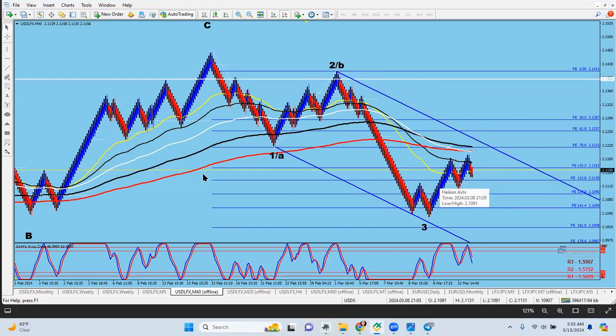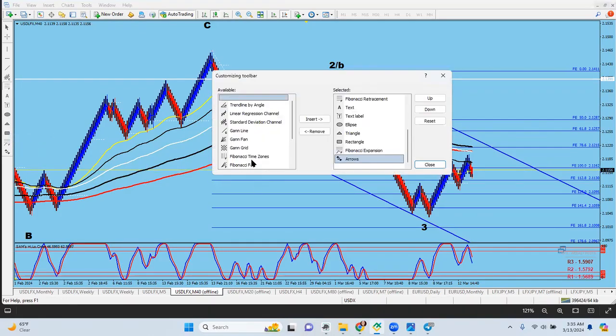And there's another tool, which is the distance, the time taken, and let me show you where it is. If you right click on this and see this customize, you click on that, and then you see Fibonacci time zone. You have this selected, and then bring it on the right hand side, right?